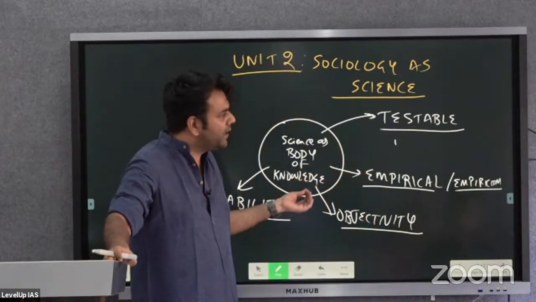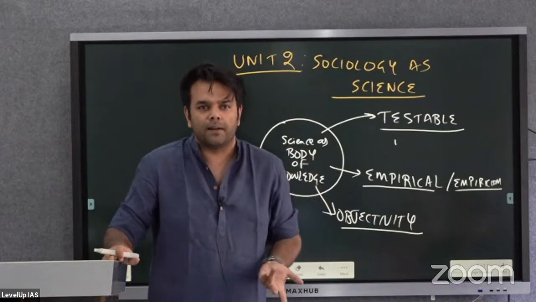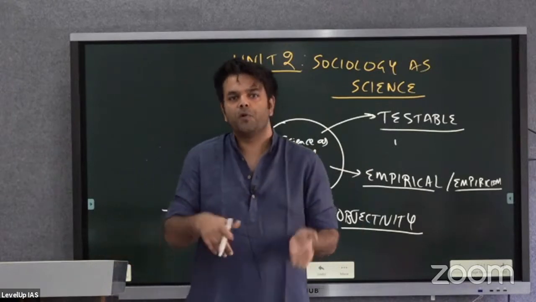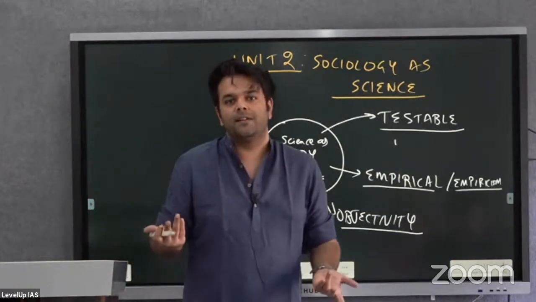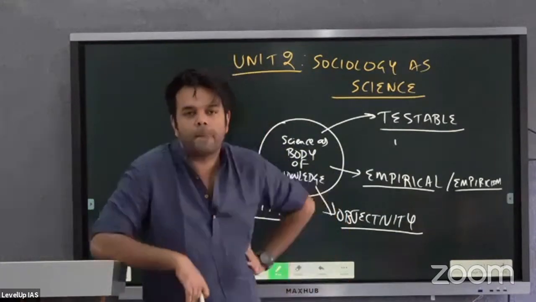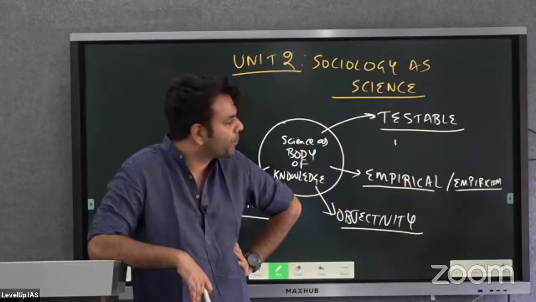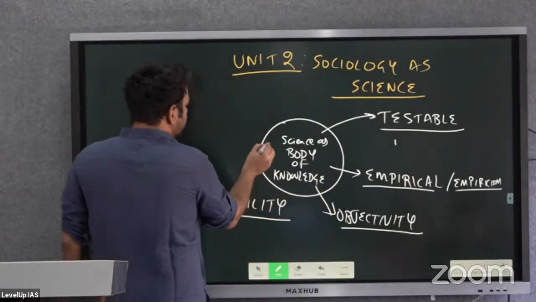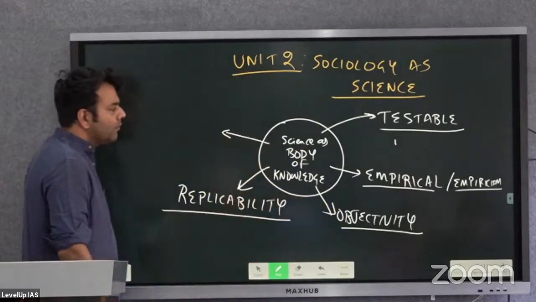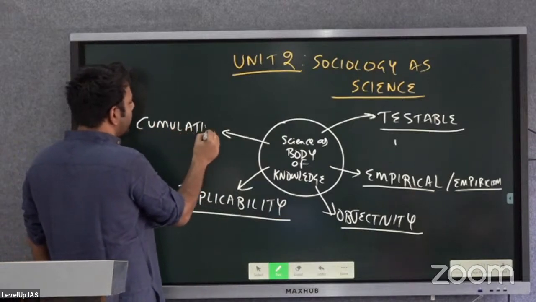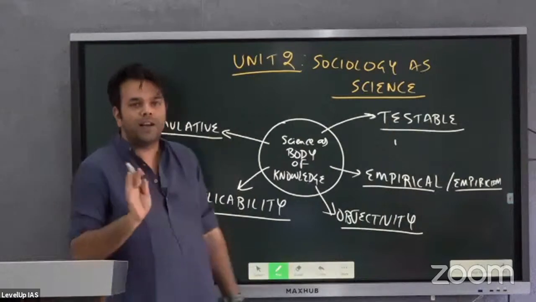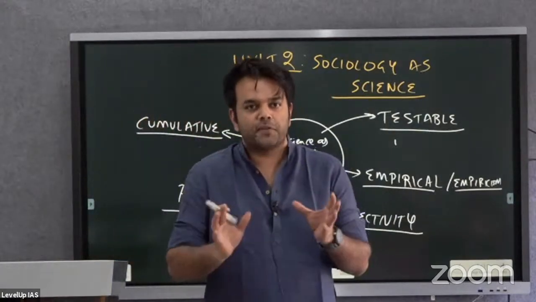Anything that you do in science, if it is not replicable, if it cannot be proven by someone else on similar steps, then इसमें scientific तो कुछ है ही नहीं. Okay. Next, cumulative. Cumulative. The knowledge of science is cumulative.